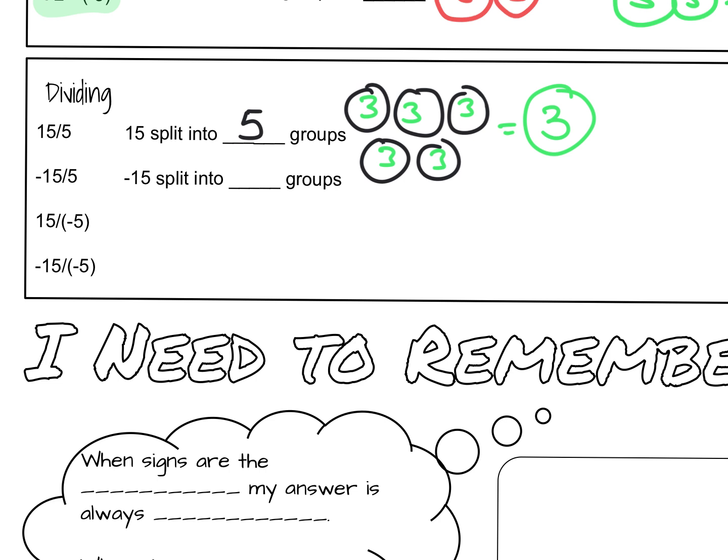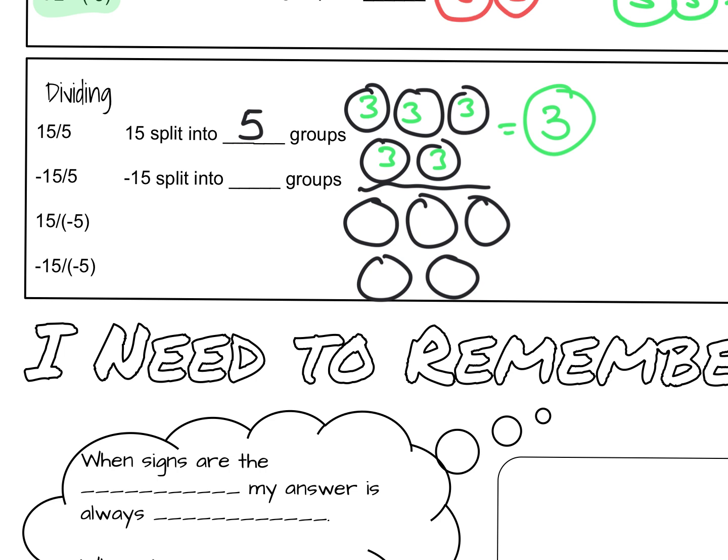So what happens if we take negative 15 and split it into 5 groups? Well, it's the same type of idea, but this time, instead of it being a positive 3 in each group, it becomes a negative 3. Which means when we take negative 15 split into 5 groups, our answer ends up being negative 3 in each group.